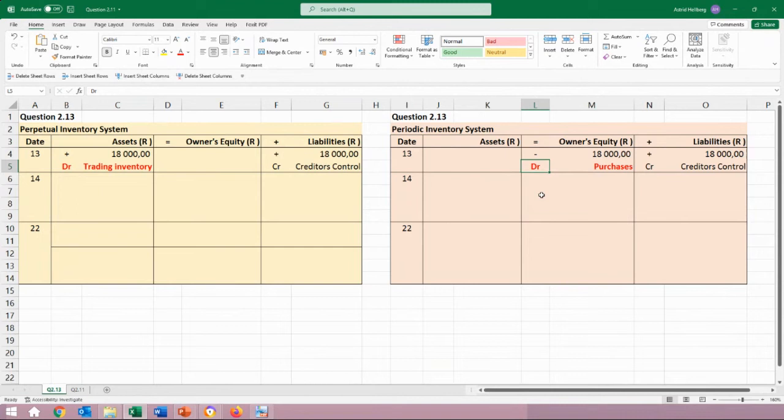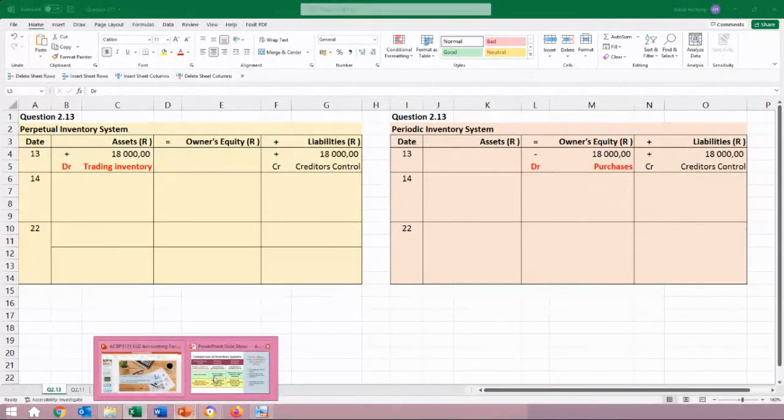So what happens here is I've literally moved it from one category to another, but the way I pay for it will always remain the same, irrespective of which inventory system I am on. Okay, so Seliwe, does that make sense to you? Do you understand this? Okay, great. So let's go look at the next transaction.